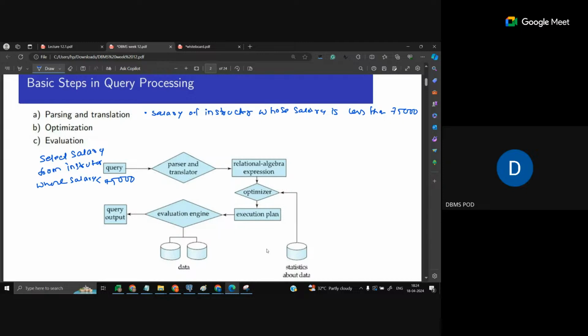And what will be the relational algebra expression? One may be sigma salary less than 75,000 on instructor, and then projecting salary. Another may be projection of salary over sigma salary less than 75,000 on instructor.